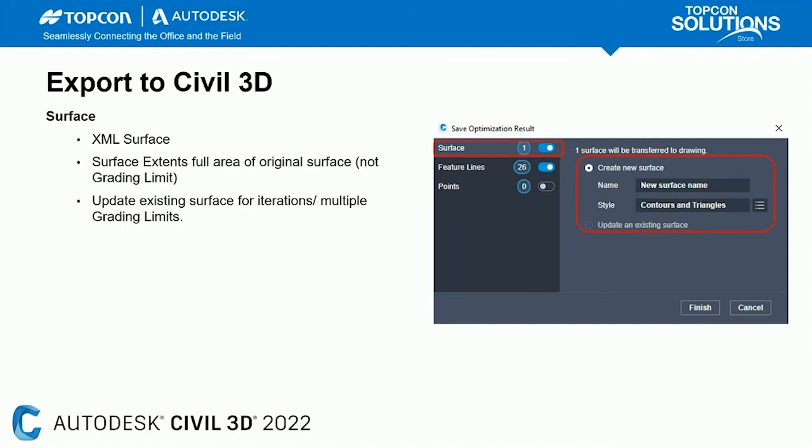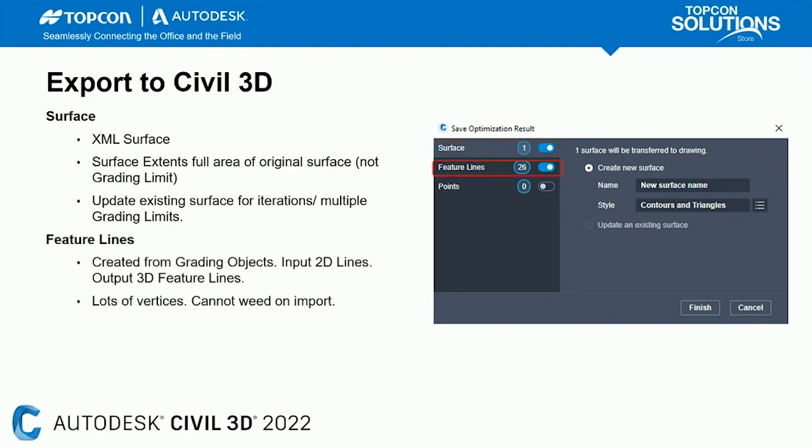Update existing surface for iterations, multiple grading limits. So on that right side there, you click update existing surface. Say you have one with multiple grading limits, you can just do a portion of it and send it back, and then do another portion of it and send it back versus doing the whole thing at one time.